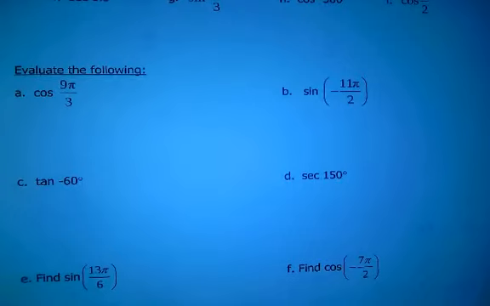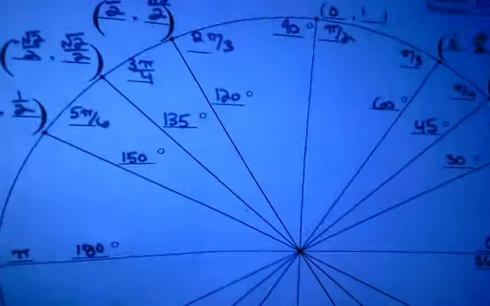I'm just going to do a couple of these, and I'll give you your worksheet to do, because it's probably better off for you to do it. I'll pick the ones that are kind of weird. So, let's do the first one. Let's go to our unit circle and find 9 pi over 3.